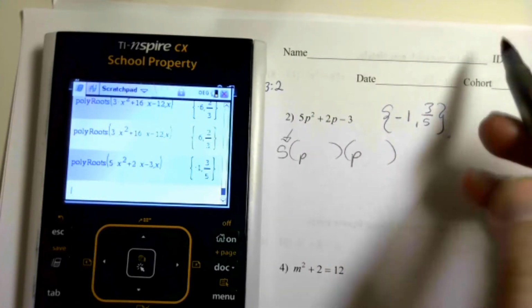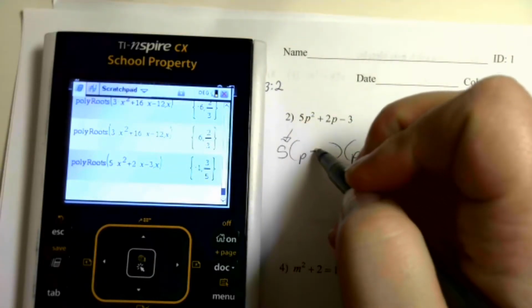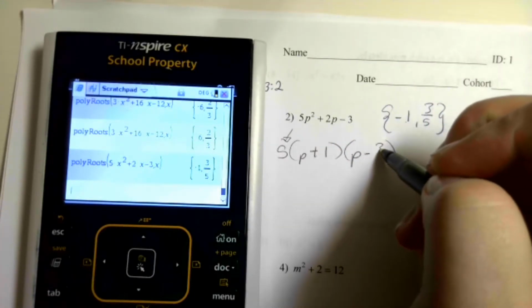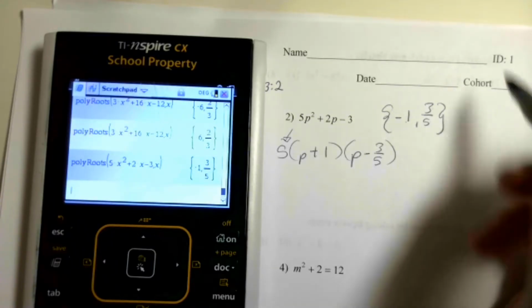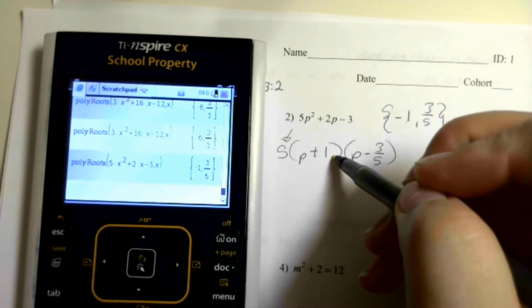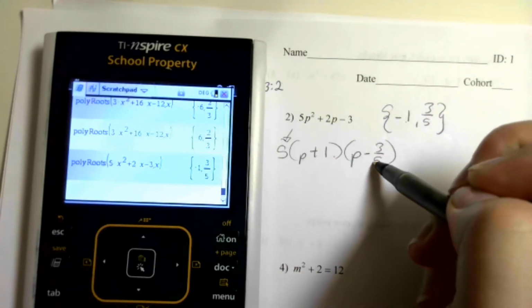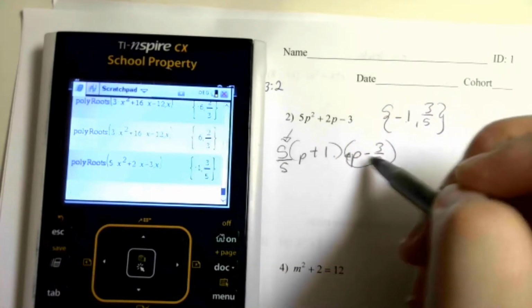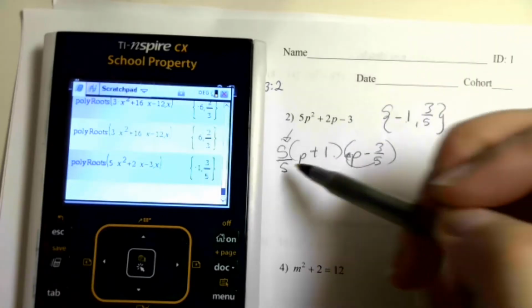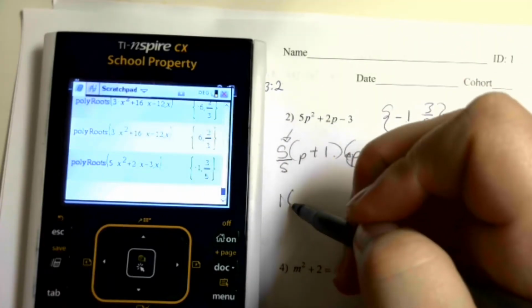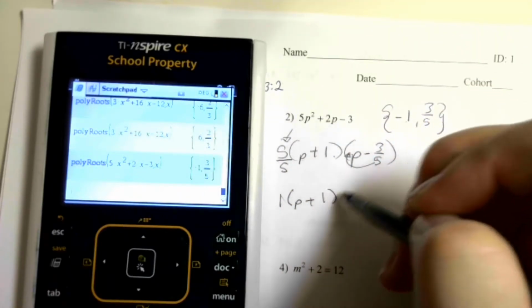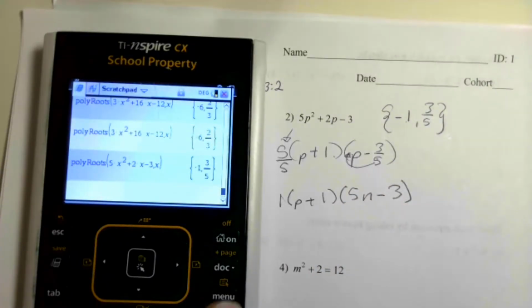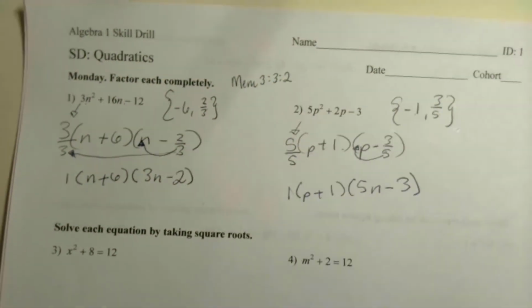Then we're going to flip the sign, so instead of a minus, it's going to be a plus. Instead of a plus, it's going to be a minus. This one stays the same because it doesn't have a fraction. We do 2 things with this denominator. We bring it up in front to be a coefficient, and we divide this lead coefficient by it. 5 divided by 5 is 1. And that is my answer.